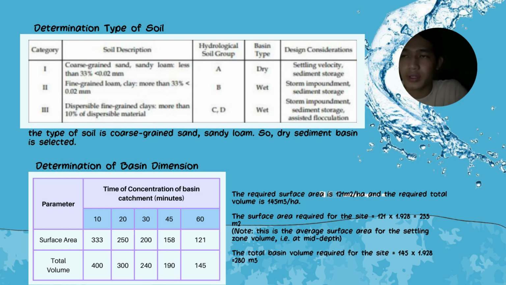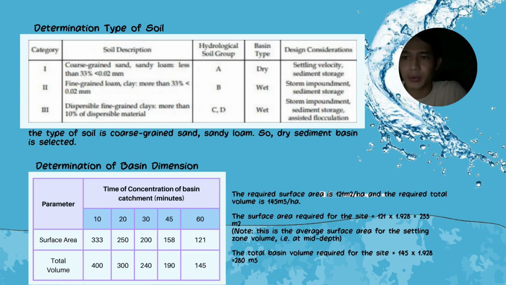Okay, first we talk about the determination of the type of soil. The type of soil is coarse-grained sand, sandy loam. So a dry sediment basin is selected. So for Table 2 is determination of basin dimension. The required surface area is 121 meter square per hectare, and the required total volume is 145 meter cube per hectare.